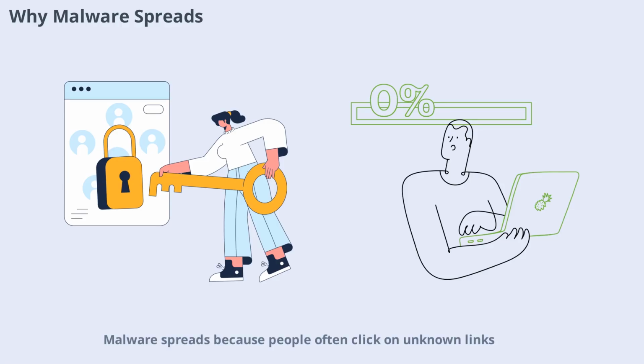Malware spreads because people often click on unknown links, download untrusted apps, or fall for fake offers. Hackers use social engineering tricks to make their malware look safe and convincing. The best way to stay protected is to be cautious and always double-check before clicking or downloading anything.